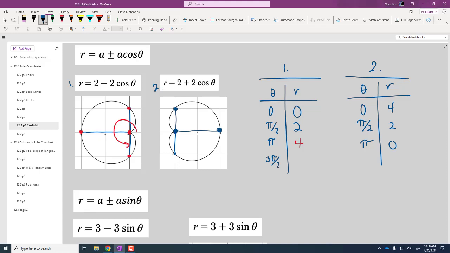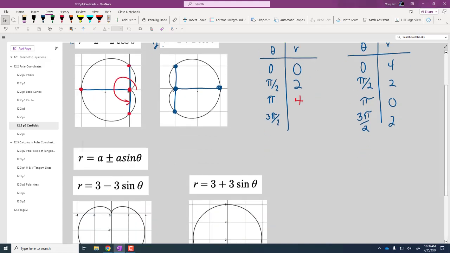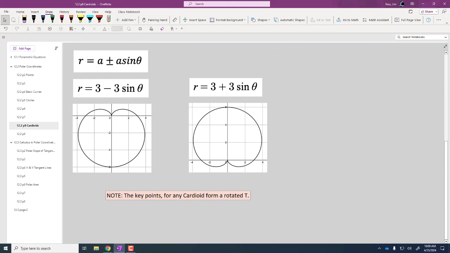Last one, 3 pi over 2. Cosine of 3 pi over 2 is 0. 0 plus 2 is 2. So when we go to an angle of 3 pi over 2 down below, we go 2 units in that direction. That puts us right here. Connect the dots, we've got a cardioid. So they all are going to have this capital T, which will guide us.